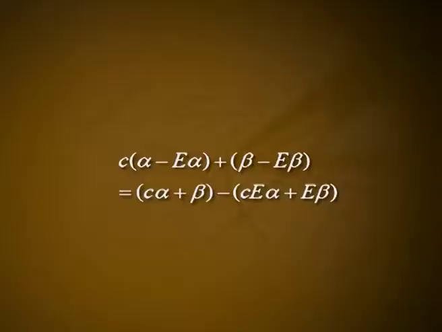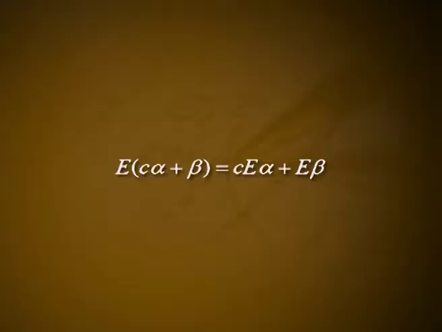To prove that E is a linear transformation, let α and β be any vectors in V and c an arbitrary scalar. Then by Theorem 4, α − Eα and β − Eβ are each orthogonal to every vector in W. Hence the vector c(α − Eα) + (β − Eβ), which is equal to (cα + β) − (cEα + Eβ), also belongs to W⊥. Since cEα + Eβ is a vector in W, it follows from the theorem that E(cα + β) is equal to cEα + Eβ.